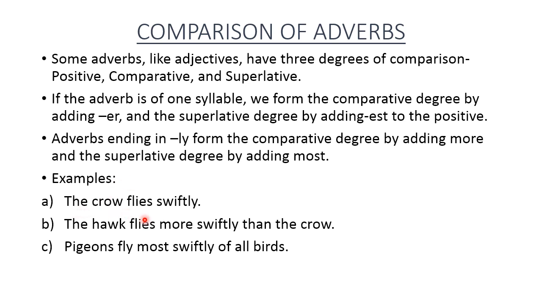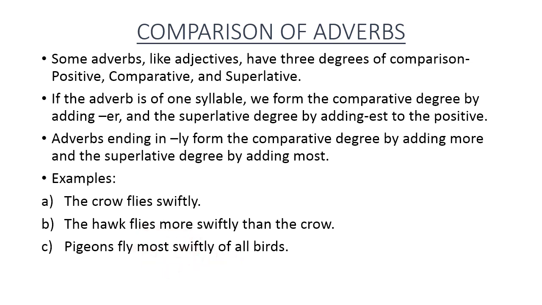The crow flies swiftly. See, ly. Can you see that? The word is ending with ly. Then if I change into comparative, I write: the hawk flies more swiftly than the crow. Can you see the word more here? Then when I have to add superlative degree: pigeons fly most swiftly of all birds. So the word most is here.